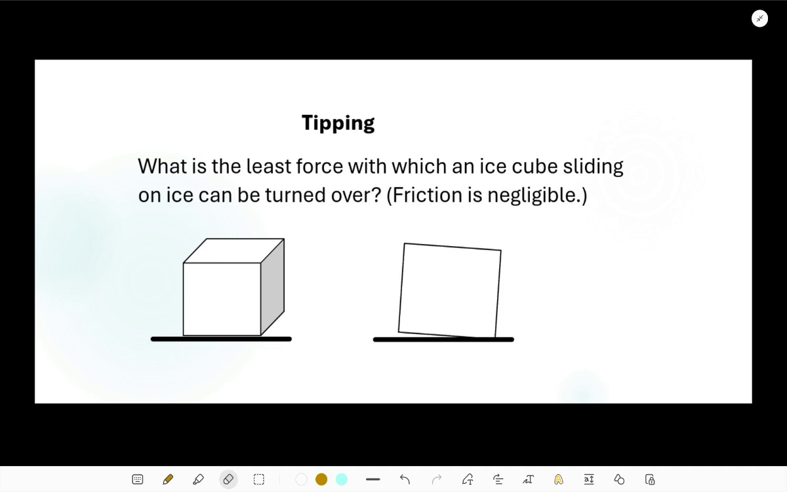मान लेते हैं कि let the ice cube have a side length d, कुछ मान लिया d, और इसका मास भी कुछ मान लेते हैं. Suppose the mass of the ice cube is m. And the force of magnitude F acting on the ice cube at the center of one of its sides. So we have to topple it.